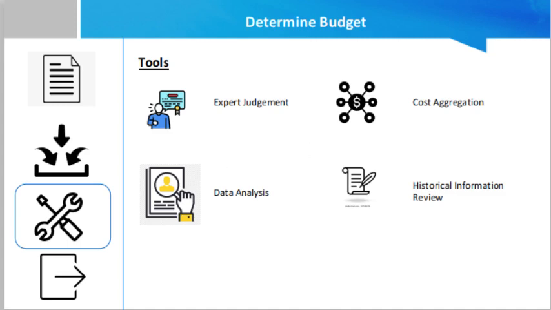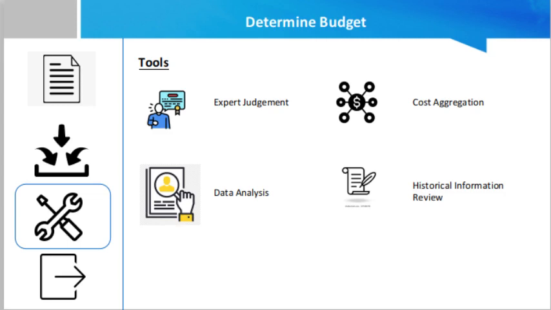Then data analysis. Data analysis techniques that can be used in the Determine Budget process include, but are not limited to, reserve analysis, which can establish the management reserve for the project. Management reserves are an amount of the project budget withheld for management control purposes and are reserved for unforeseen work that is within the scope of the project. Management reserves are intended to address the unknown unknowns that can affect a project.